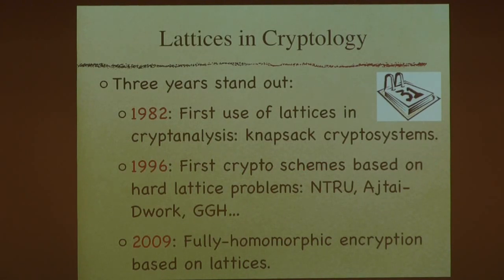So what is the history of lattices in cryptology? There are 3 years that stand out. 1982 was the first use of lattices in cryptanalysis, to break some knapsack cryptosystems. And you could say that knapsack cryptosystems are actually the ancestors of lattice-based cryptography. Then in 1996, there were the first crypto schemes based explicitly on hard lattice problems. There was NTRU, there was Ajtai-Dwork, there was GGH, and a lot of other schemes. And 2009 is really a big game changer, when Gentry introduced fully homomorphic encryption based on lattices.